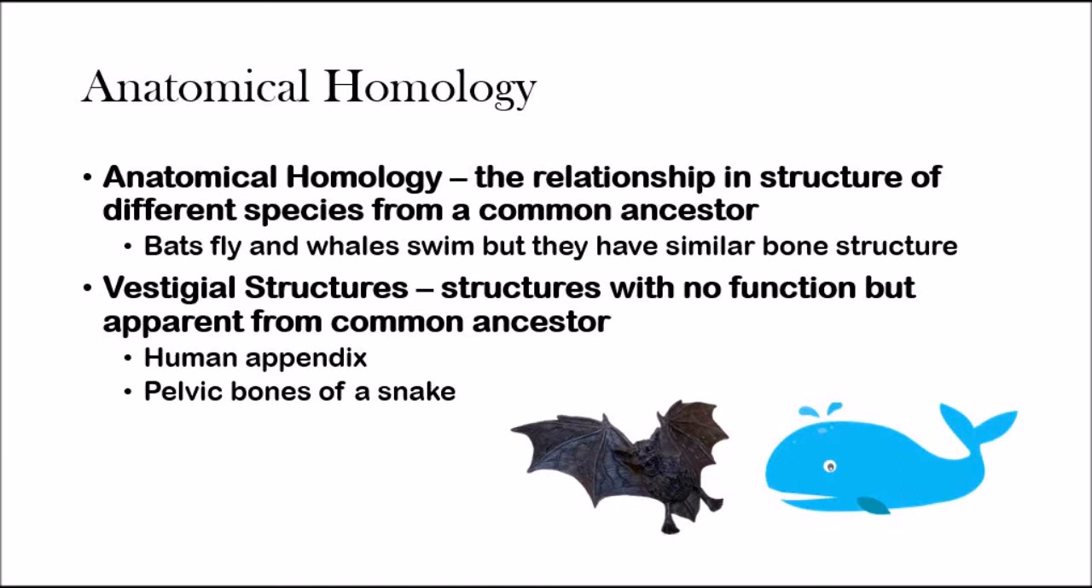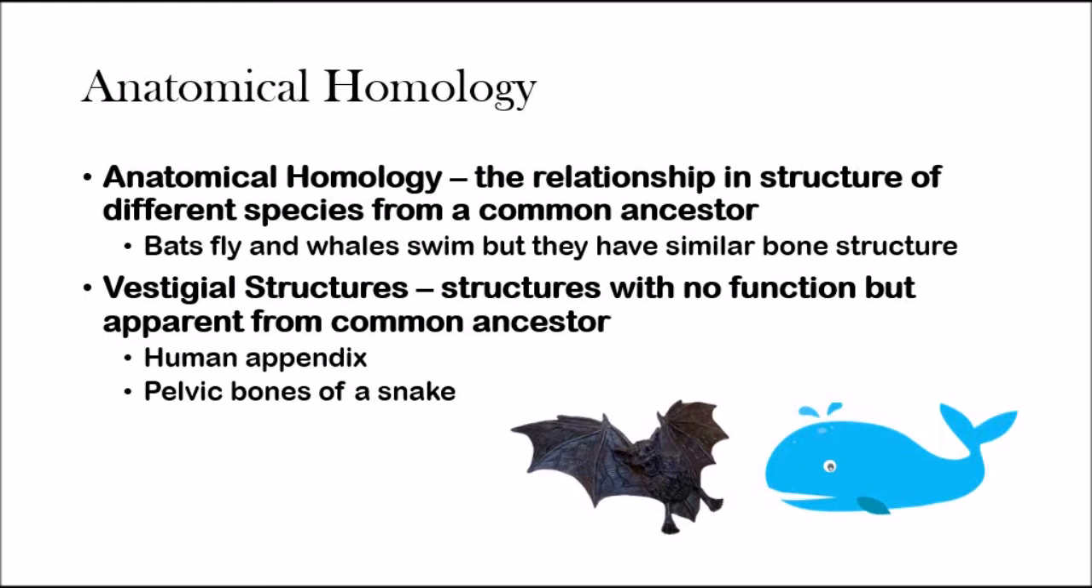Another important type of anatomical homology are vestigial structures. Vestigial structures are structures with no function, but they are apparent from a common ancestor. So for example, the human appendix. Somewhere down the line of evolution, one of our ancestors had an appendix. So because of that, all humans have an appendix. However, humans don't need an appendix, but it's still there because our common ancestor had it.